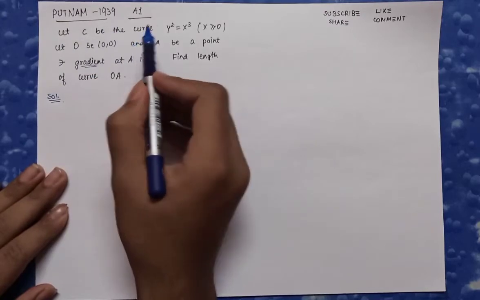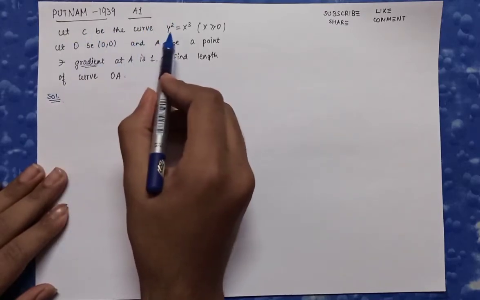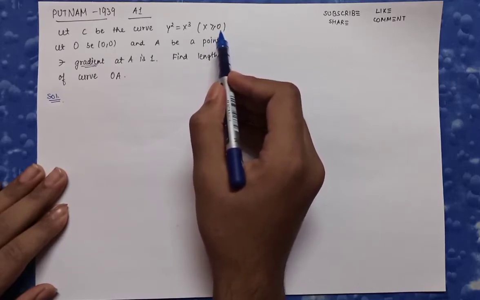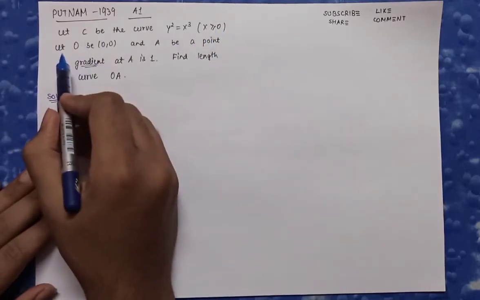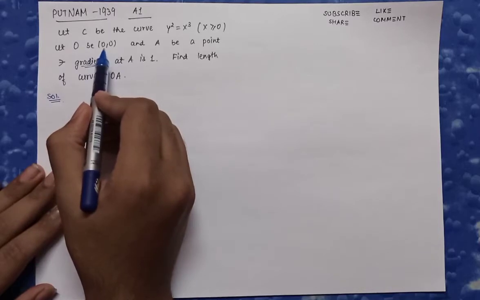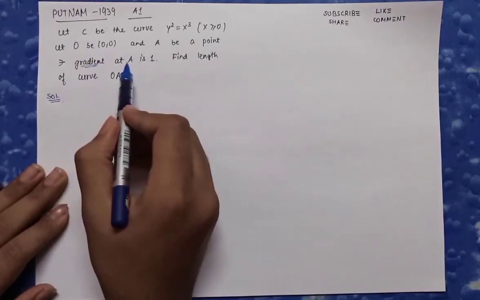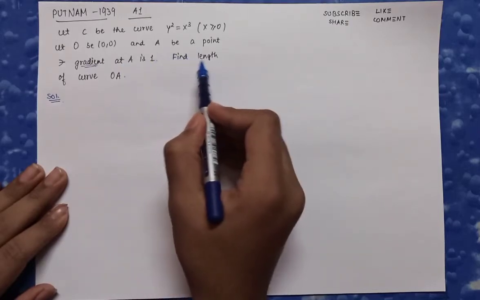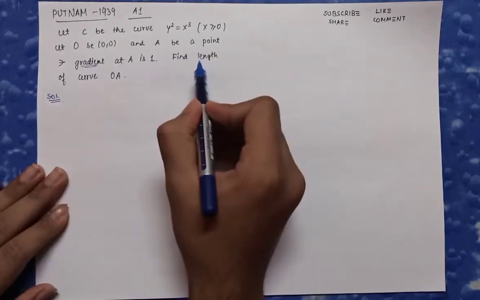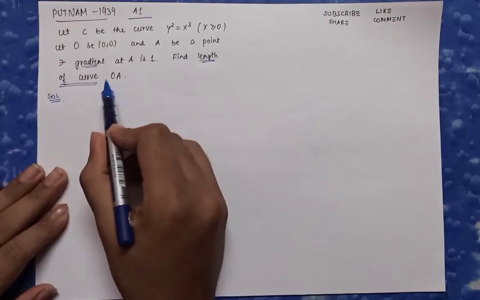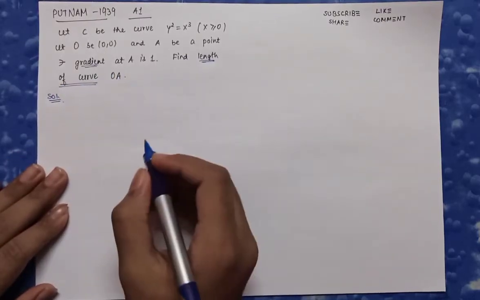Let C be the curve. The question says that let C be the curve y square equals x cube, where x is a non-negative real number. It said that let O be the origin, that is 0 comma 0, and A be a point such that gradient at A is 1. Then we had to find the length of the curve. The point to be noted is that the length of curve OA was being asked. So let's start the solution.